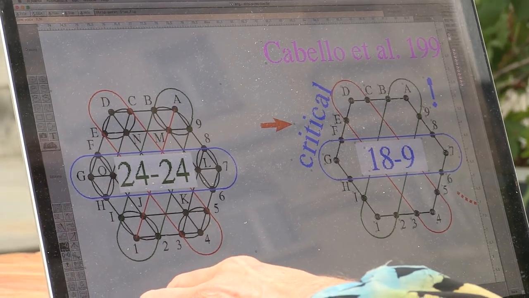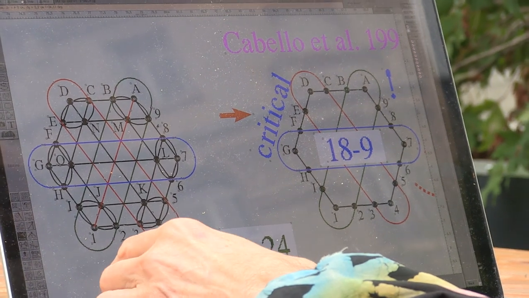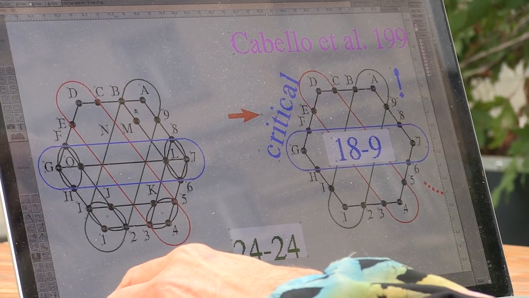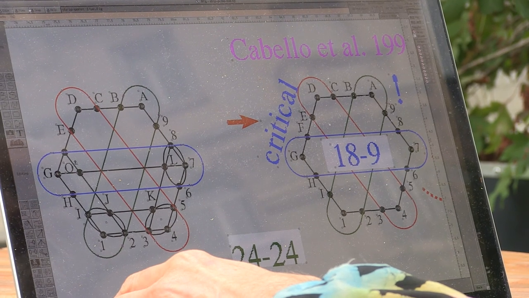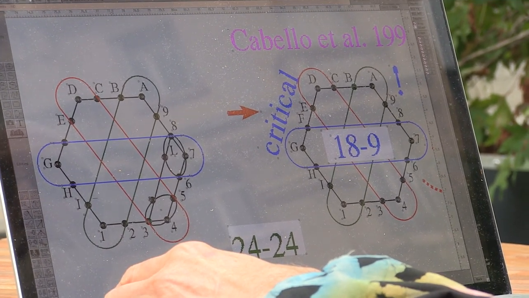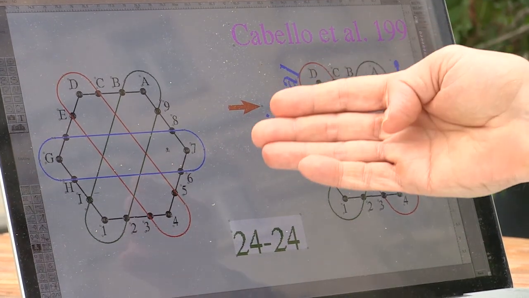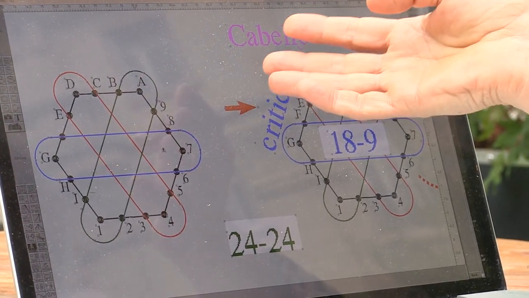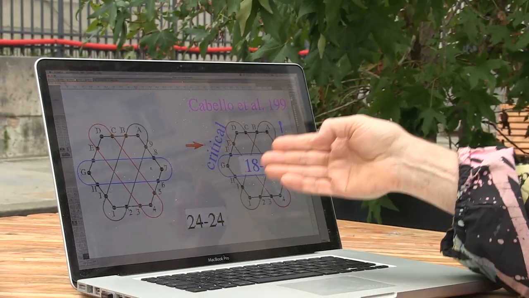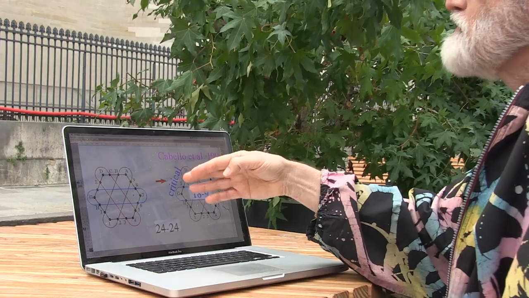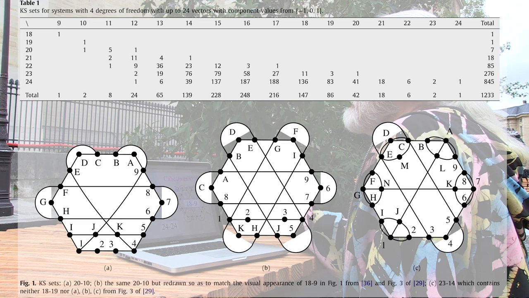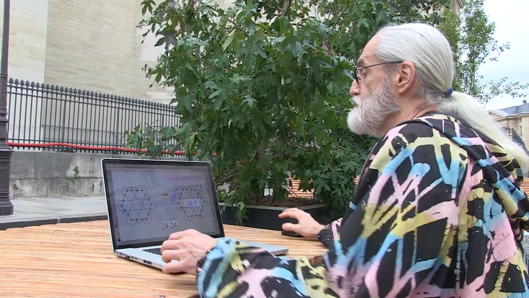Let us do that. First, we should move away the obstacles. Now we can remove all these edges. And as you can see, that's exactly Cabello's set, meaning that had they possessed and had they recognized the graphical structure of their sets, they would have been able to immediately see all the sets underneath, actually over 1,200 sets that are contained in the original Perez set.